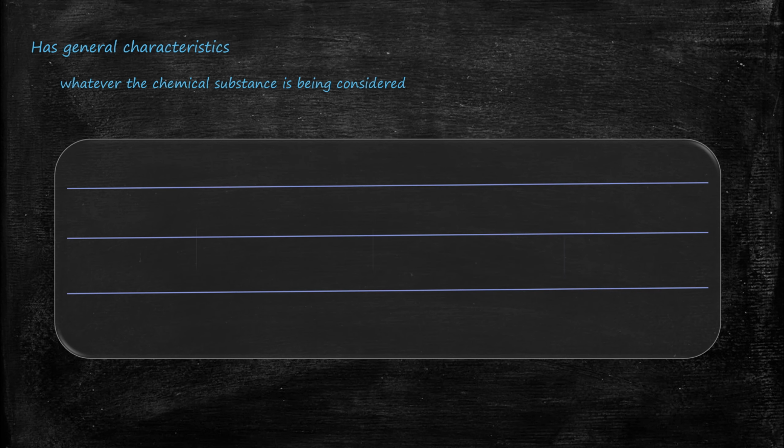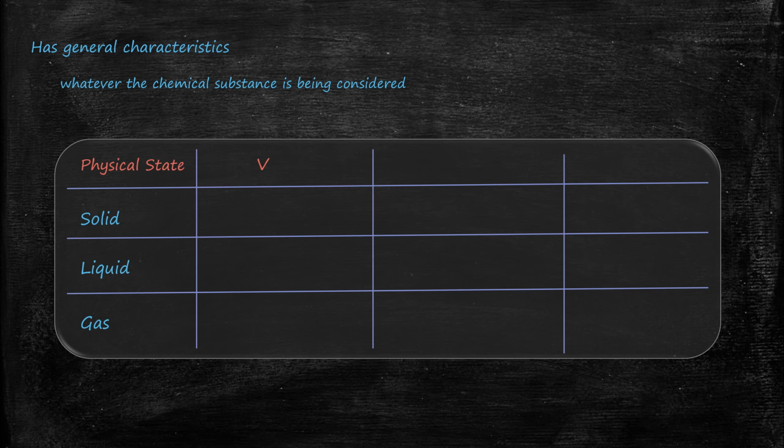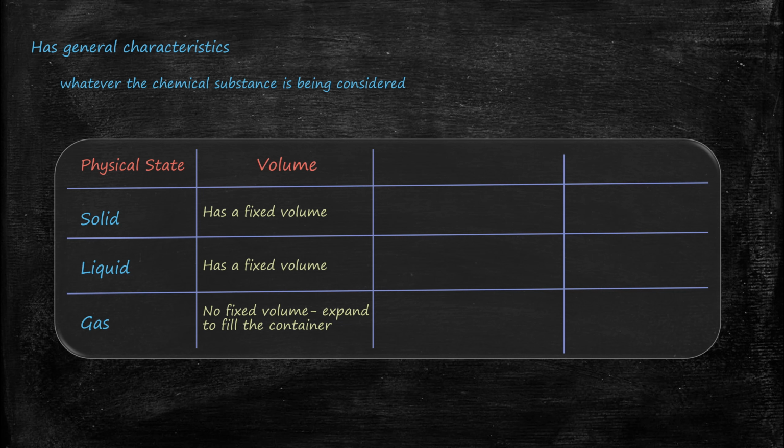Each of the three states of matter has certain general characteristics that are true whatever the chemical substance being considered, and we can summarize them as follows. Solids and liquids have a fixed volume, whereas gases have no fixed volume. They just expand to fill the container.